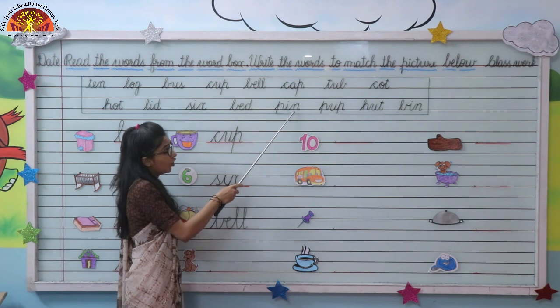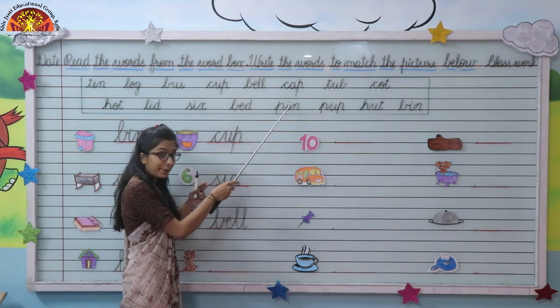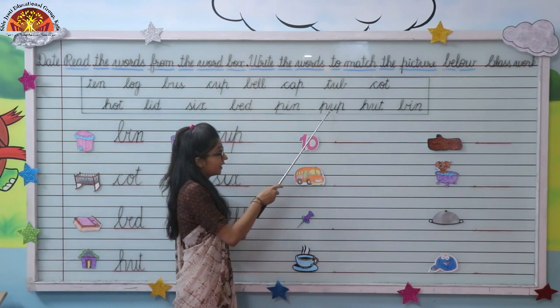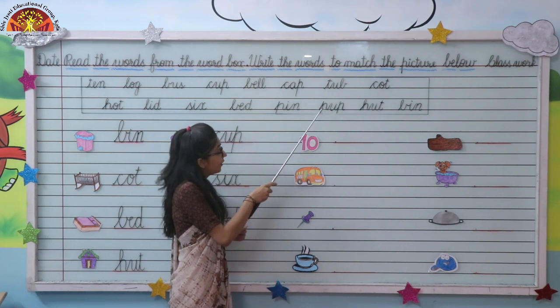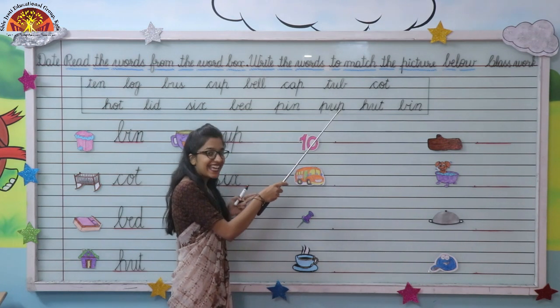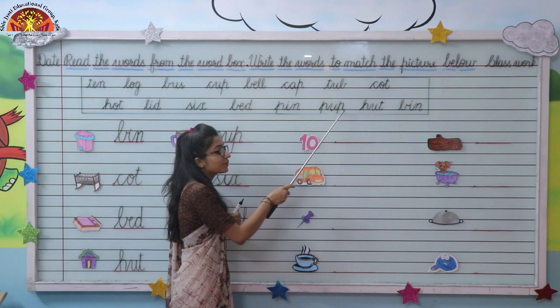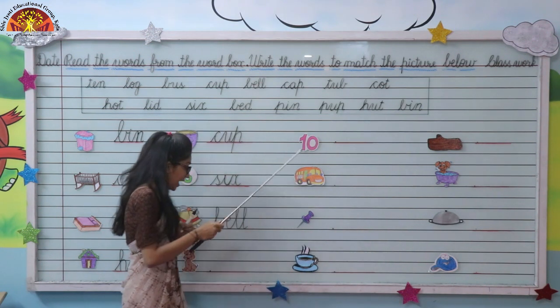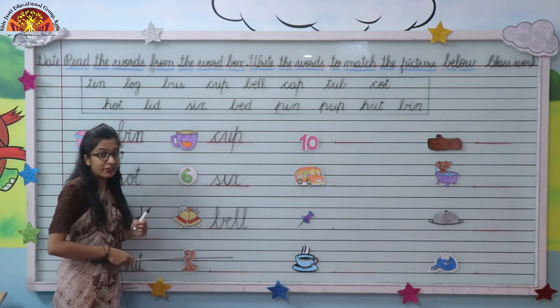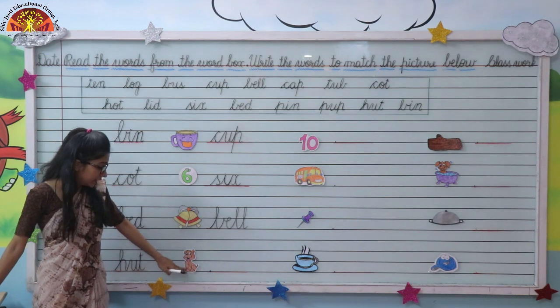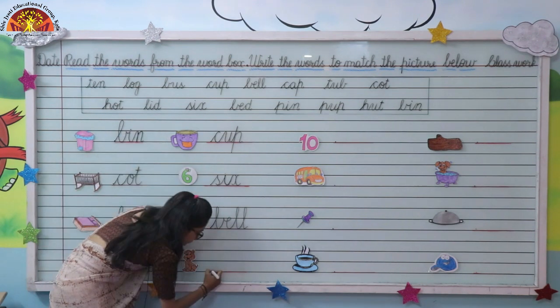Tell me, this one is a spelling of pup? P-I-N? No, this is a spelling of pin. Okay, tell me, this one is a spelling of pup? P-U-P? Yes, correct. This one is a spelling of pup. So we have to write here spelling of pup in front of this picture.